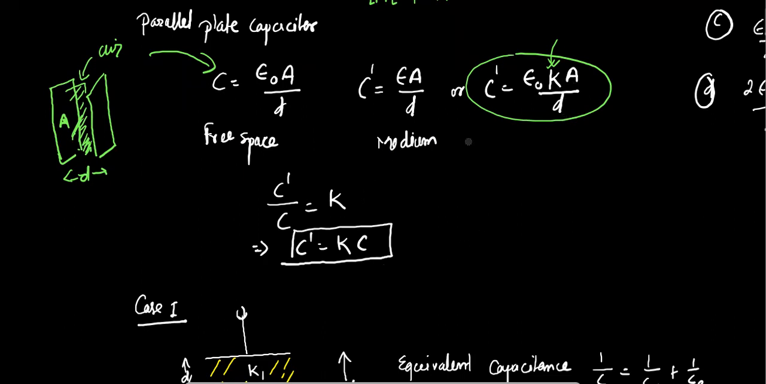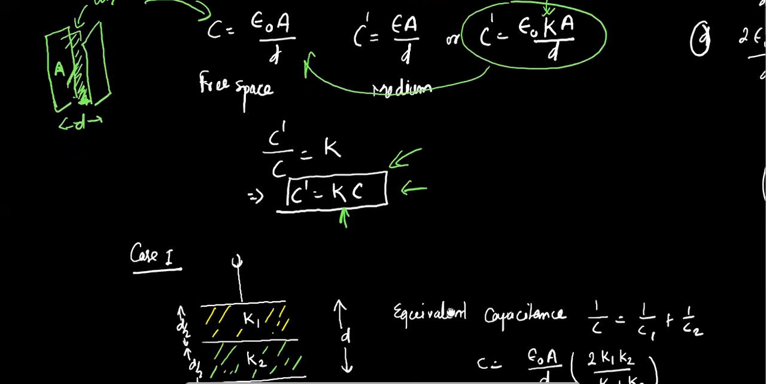Okay, and if we take the ratio of these two expressions, then we can get this kind of relation, and from this relation we can conclude that if we insert any dielectric medium in between two plates of a parallel plate capacitor, then the capacitance of the capacitor will increase by k times. Okay, so this is the conclusion that we can get from this particular expression. Okay, so this is all about parallel plate capacitor.